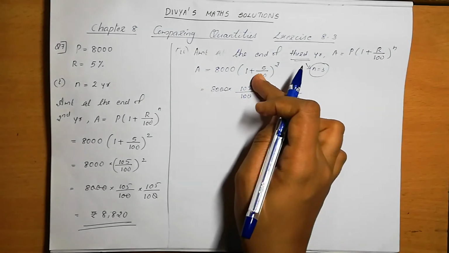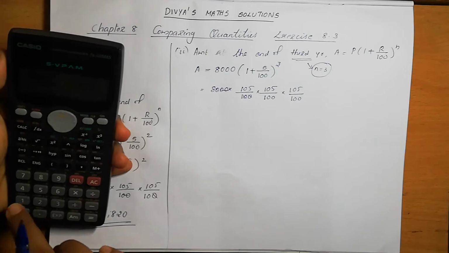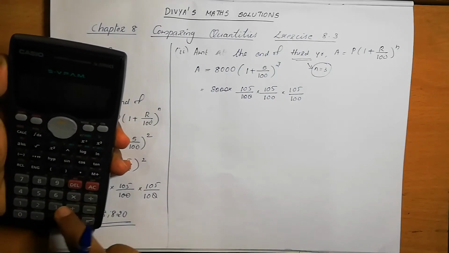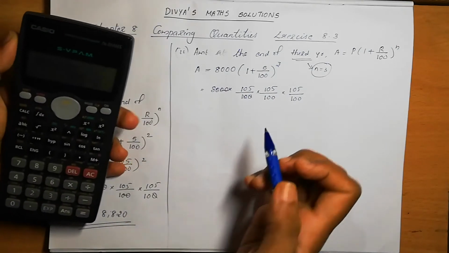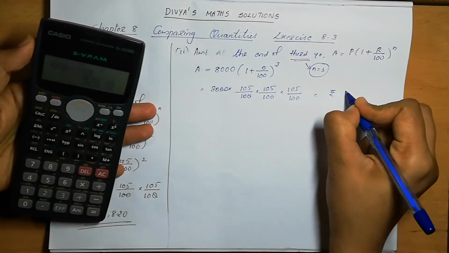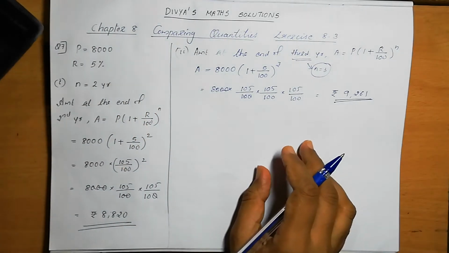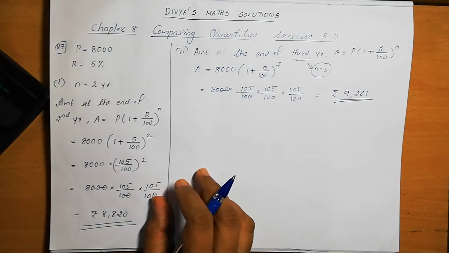So this much answer we already know, right? 8,820 into 105 divided by 100. So this is equal to rupees 9,261. This is the amount at the end of third year. So what do we need to find? Interest for the third year, right?